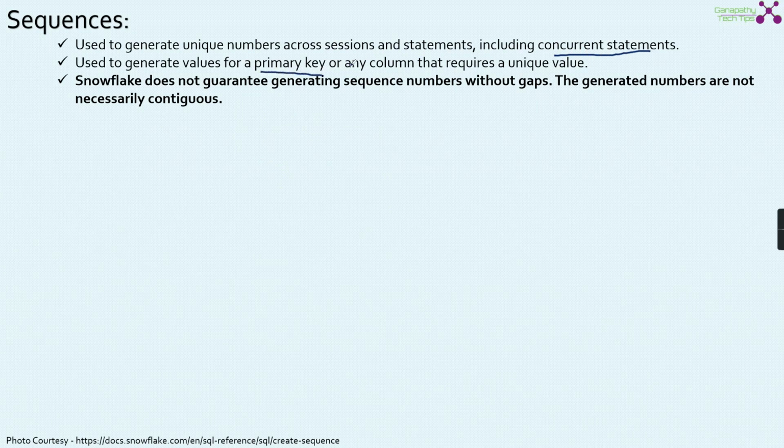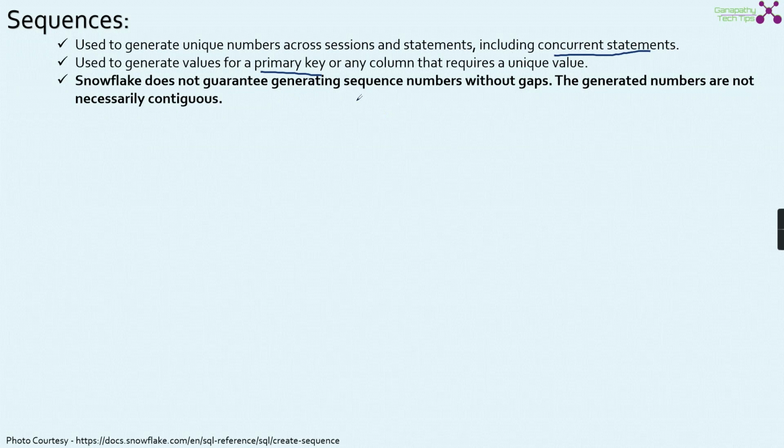If you remember, typically in the data warehousing world, the primary key is the one which uniquely identifies a row on the table. Typically the employee ID can be the primary key for the employee table, meaning the employee ID will be unique for each and every record. In those use cases, we can very well utilize sequences.